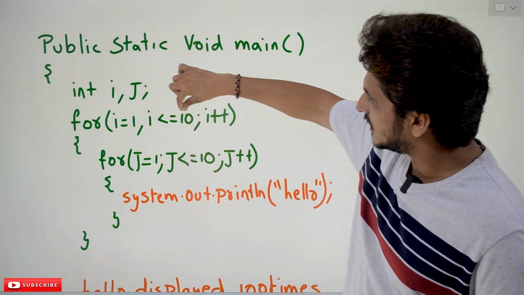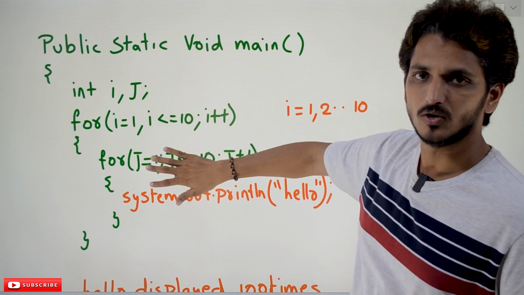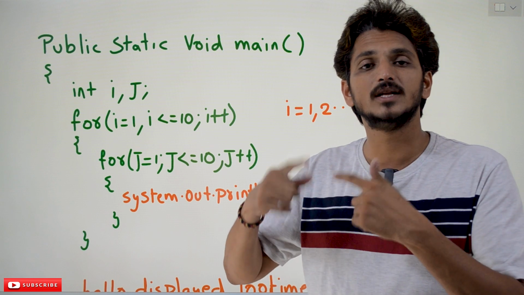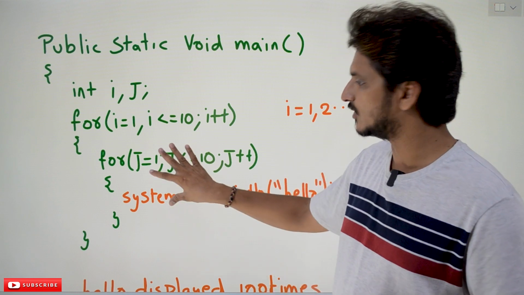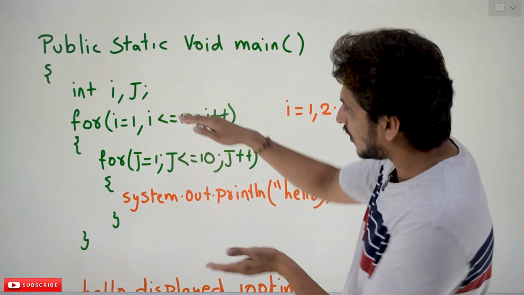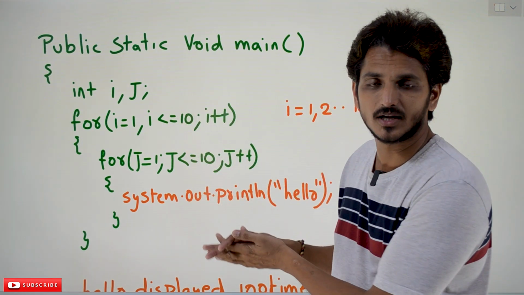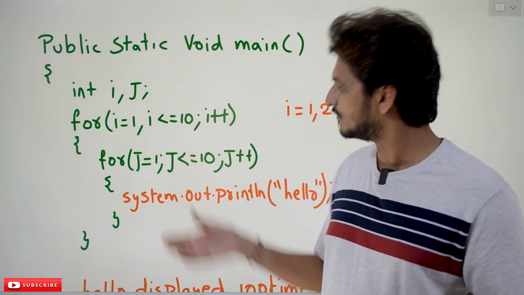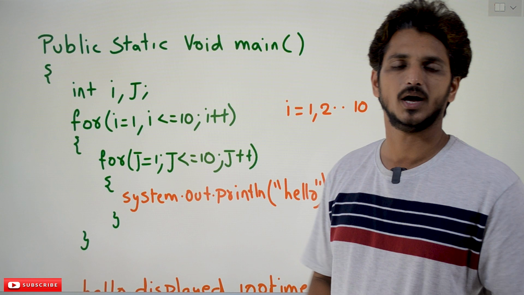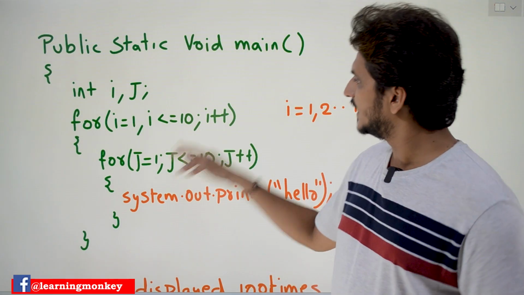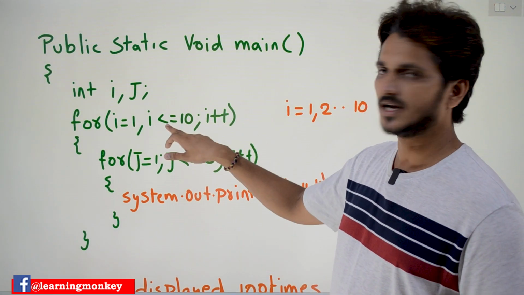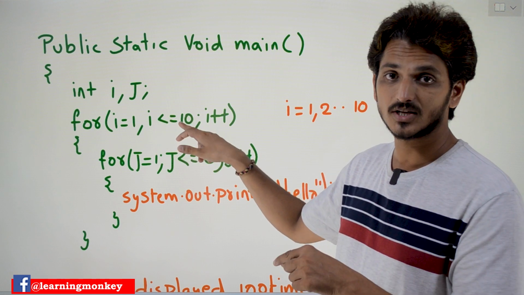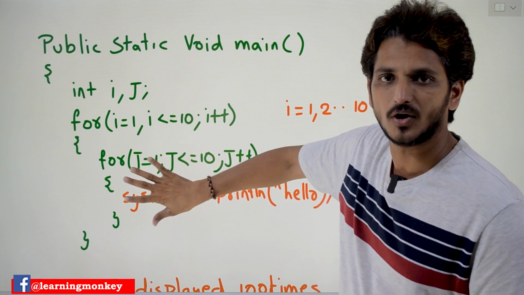1 is less than or equal to 10, so execute the body of the loop. What's there in the body of the loop? One more loop statement we have written in the body of the loop, so completing the body of the loop means we have to finish executing this inner loop. That is the meaning of completing the body of this outer loop. Then increment i and again check the condition. Now i is 2. 2 is less than or equal to 10. Yes, the condition is true, so again execute this body.